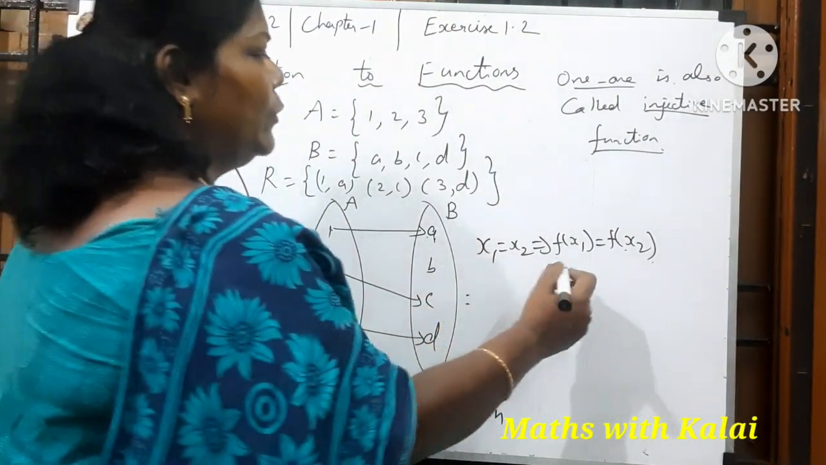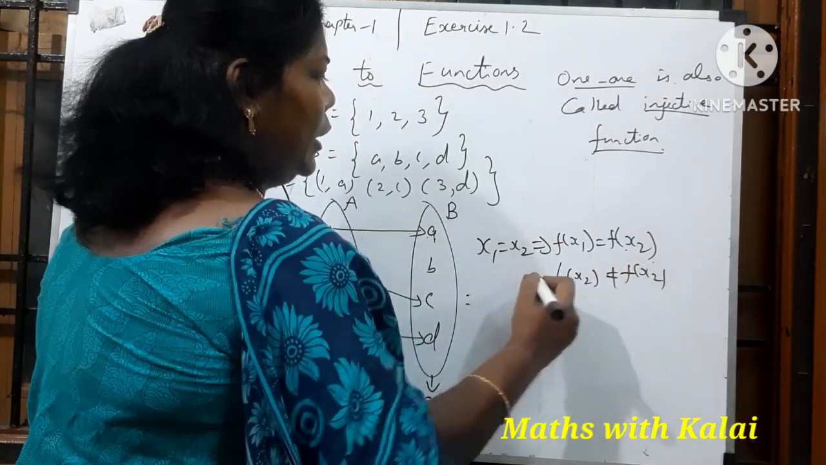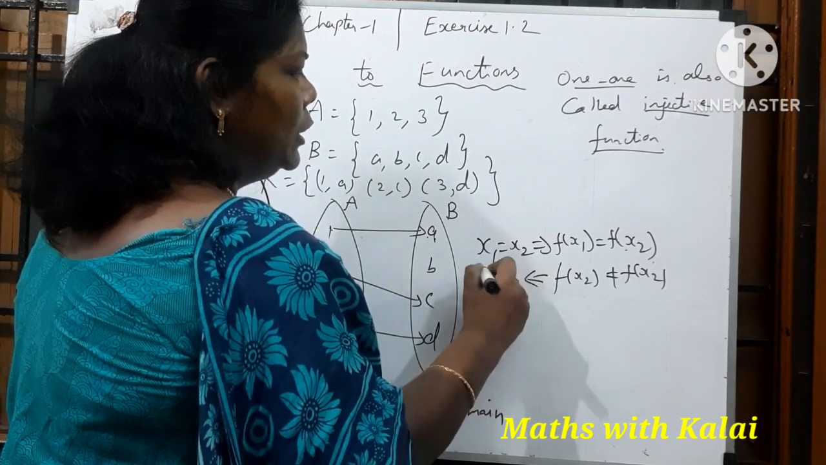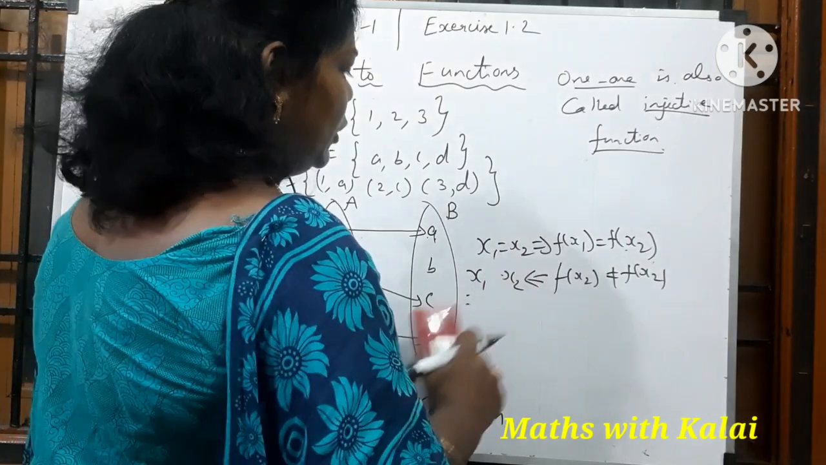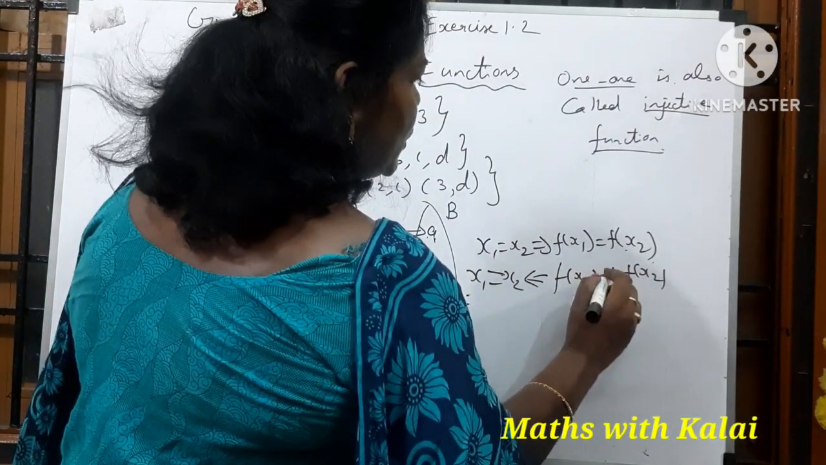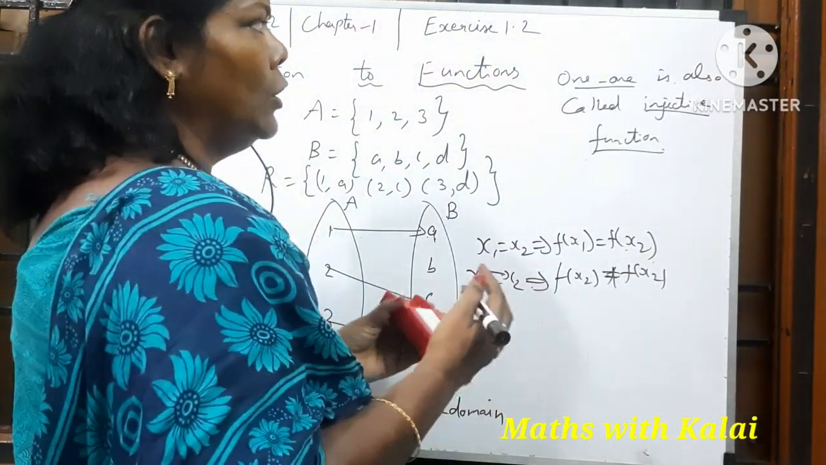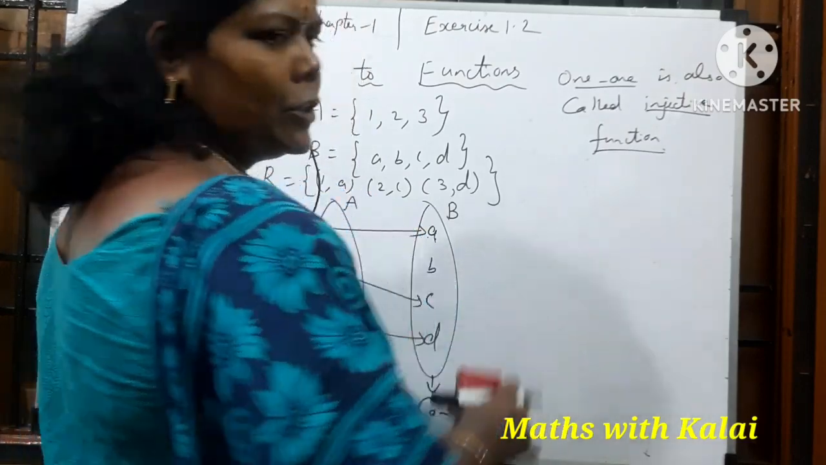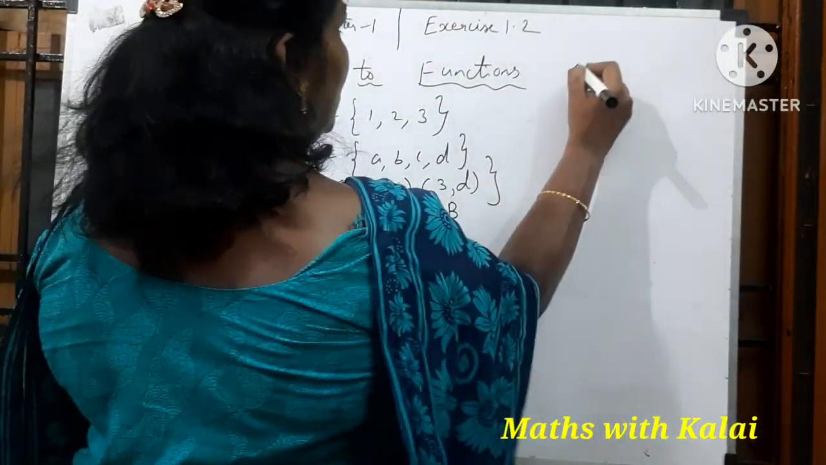On the other hand, if f of x1 is not equal to f of x2, and you are getting x1 not equal to x2, this is also a one to one function only. Suppose x1 is equal to x2 but f of x1 is not equal to f of x2, then you will say it is not a one to one function. The other name of one to one function is injective function. Okay, so one to one function is over. Next we are moving into onto function.